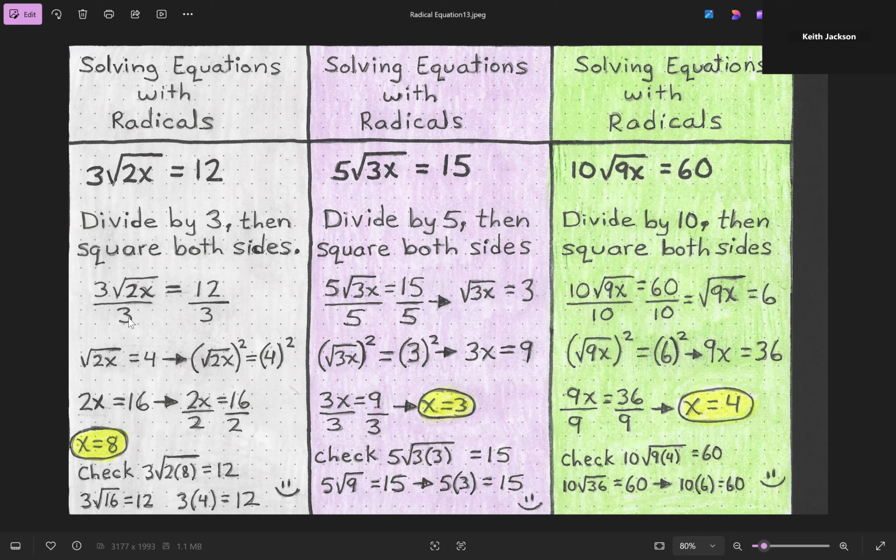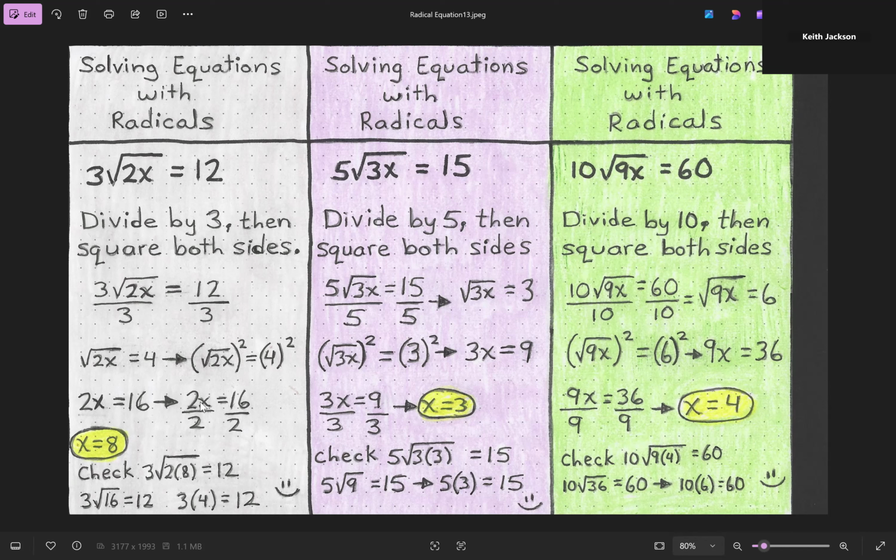These 3s simply cancel out, and we know that 12 divided by 3 will give us 4. And so now what remains is the square root of 2x is equal to 4. Then all we have to do again is square both sides, because if we square both sides, it frees up the 2x. When we square 4, we get 16, and when we square the square root of 2x, we just get 2x. See, now it's looking a lot easier. And so now we have 2x is equal to 16.